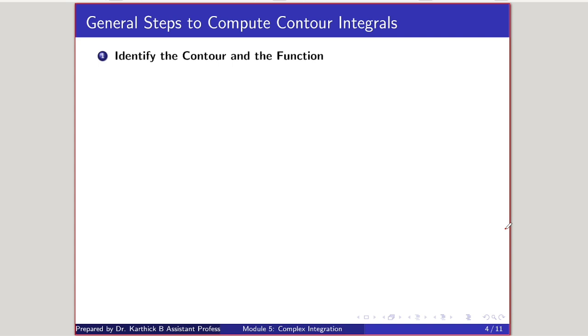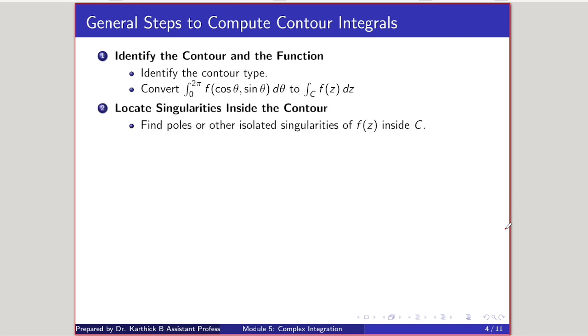First we have to identify the contour. That means we have to identify the contour type, whether it is type 1 or type 2 or type 3. If it is type 1, we have to convert all theta terms in the form of z by using the previous conversions. And step 2, after converting these theta trigonometric function terms to z, we have to find the poles.